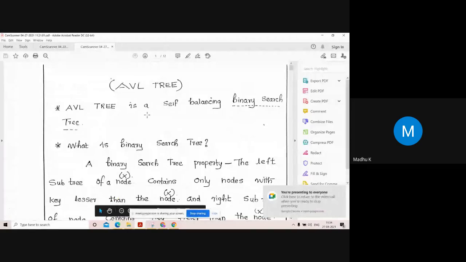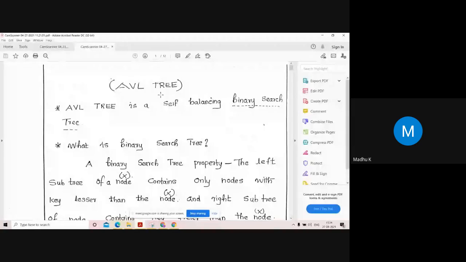So this is the AVL tree. What is an AVL tree? An AVL tree is a self-balancing binary search tree. We know what a binary search tree is. So what is a binary search tree?